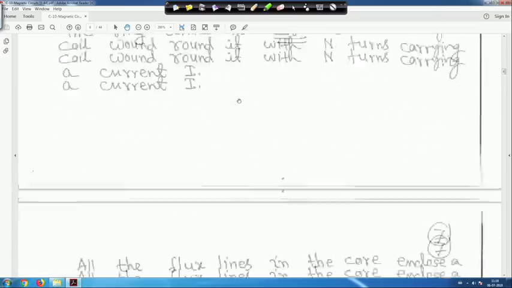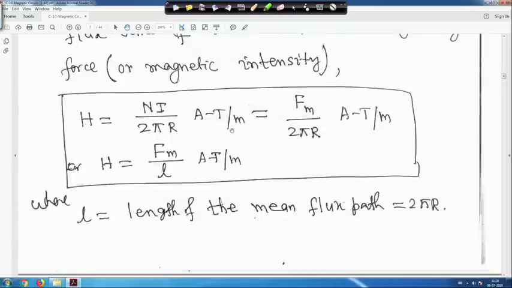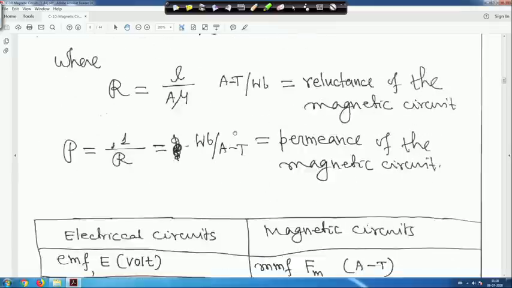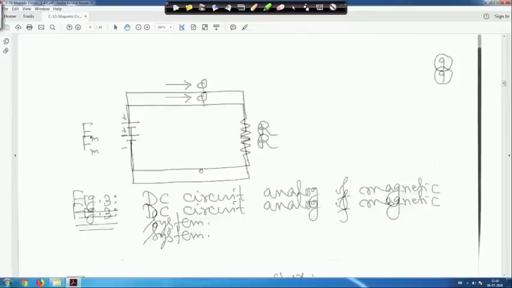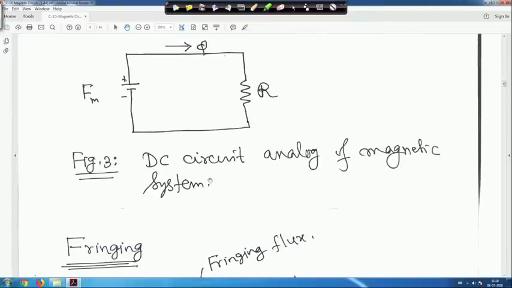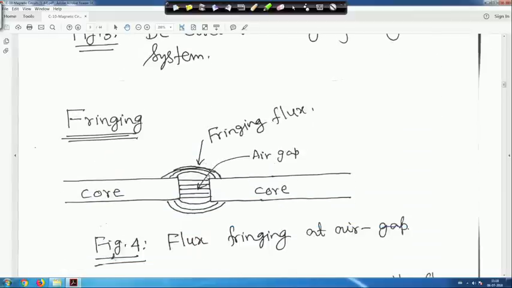That's why this circuit is drawn analogous to a DC circuit. This is analogous to a DC circuit. So here phi is equal to Fm upon reluctance. This way you can draw the circuit. We will even see one or two problems on how to solve using this kind of circuit, right? So it is a DC circuit analogous of a magnetic system, right? Next is a very simple thing.